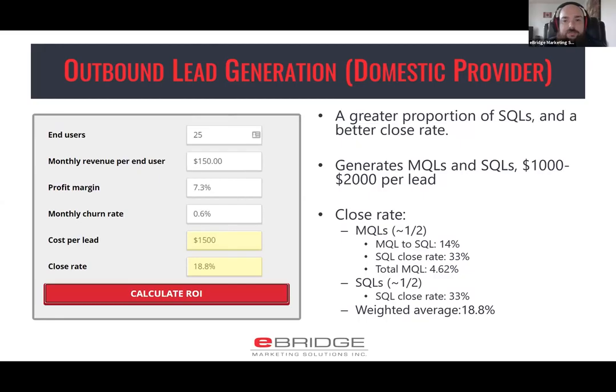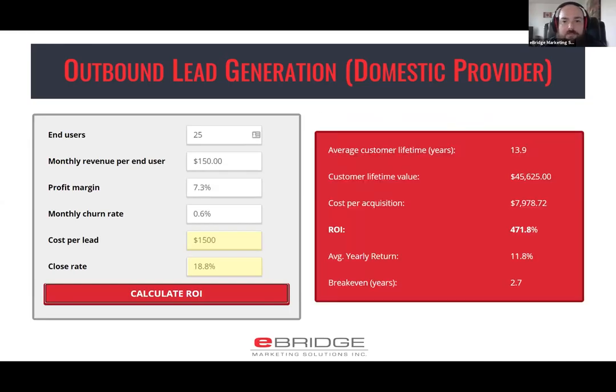And if we assume that there's more SQLs, let's say it's 50-50 compared to what we had before, and these are going to close more, so we can back out what the close rate would be at 18.8%, given some assumptions there. And yeah, we can input those into our calculator on the left-hand side. $1,500 for cost per lead, 18.8% for close rate, and let's see. We calculate an ROI of 472%.